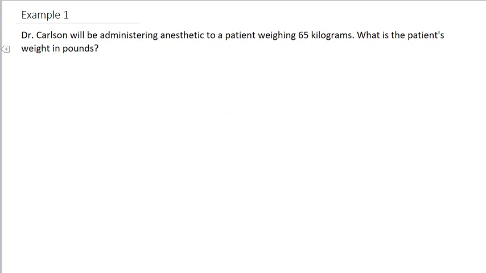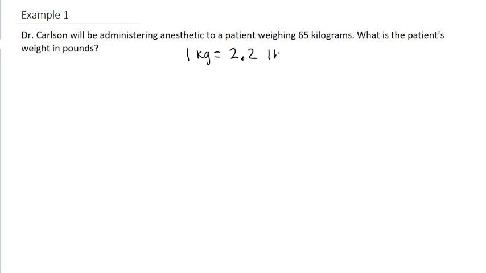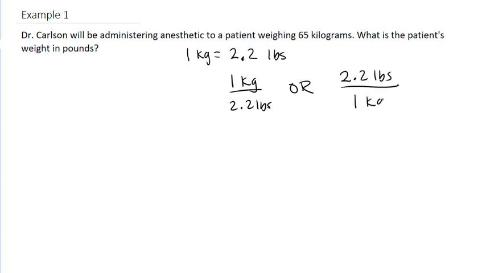Example 1. Dr. Carlson will be administering an anesthetic to a patient weighing 65 kilograms. What is the patient's weight in pounds? So we know that we have a conversion of 1 kilogram, which is equal to 2.2 pounds. And so we can use this conversion. Either we can put 1 kilogram over 2.2 pounds, or we can do it like this, where we put 2.2 pounds, which is equal to 1 kilogram.